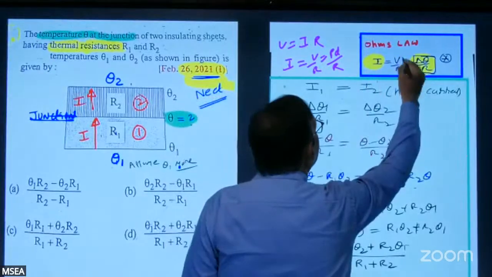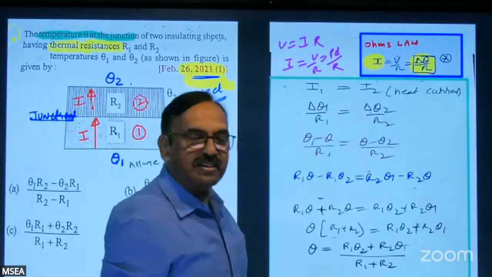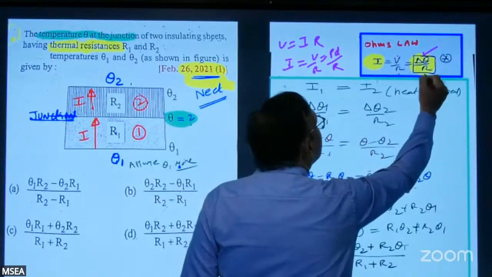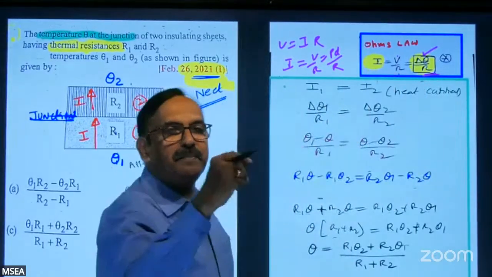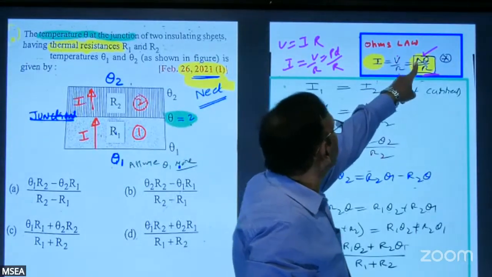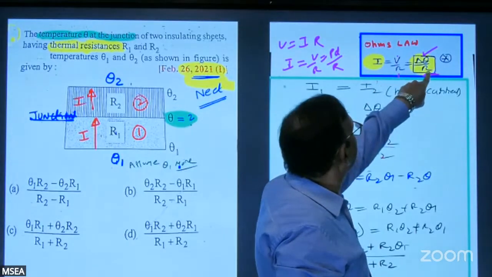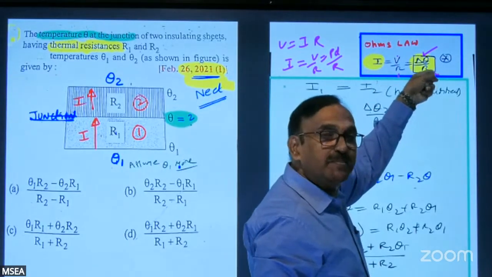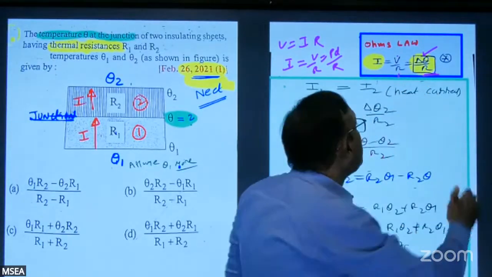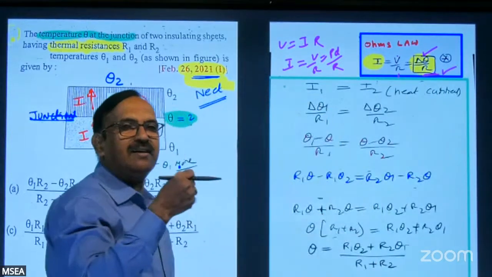I is equal to V by R, where in current electricity V means potential difference. Here V means temperature difference. Here it is electrical resistance, this is thermal resistance. Symbol is same, but wordings are different. So I is equal to temperature difference by thermal resistance, denoted by the same symbol R. I is equal to delta theta by R. If you use this particular point there, the solution will be slightly comfortable.